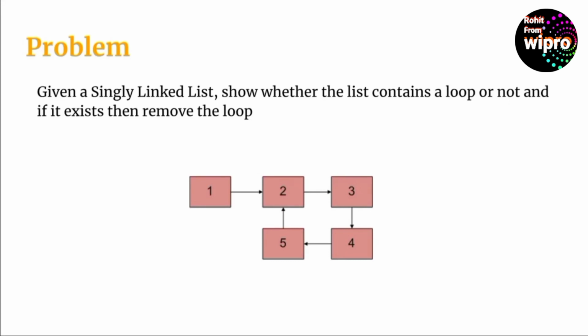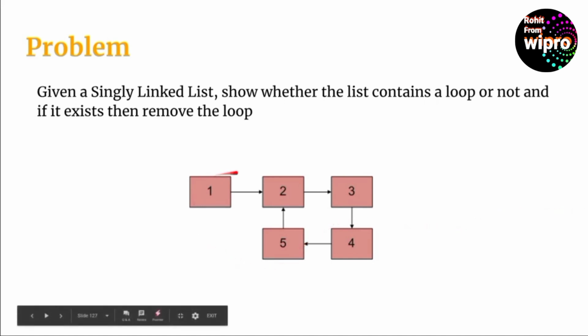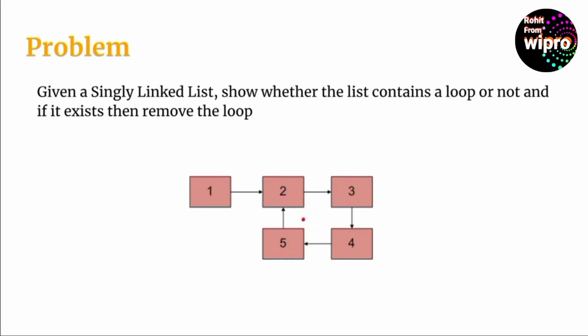The problem statement is: given a singly linked list, show whether the list contains a loop or not, and if it exists, then remove the loop. This is a very popular and important question whenever we are talking about linked lists. This is a diagram of a singly linked list where a loop exists. In this video lecture, we are going to design a program which will be able to detect this loop and remove it.